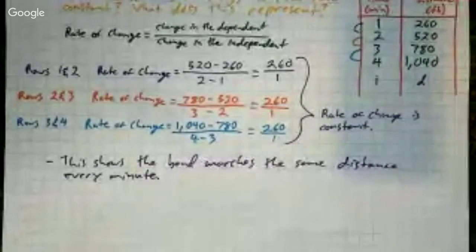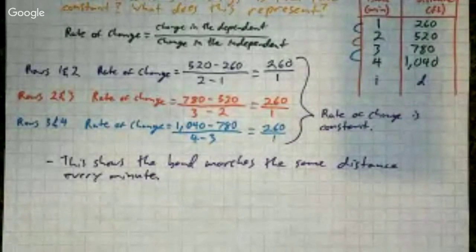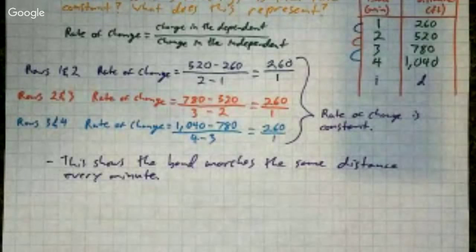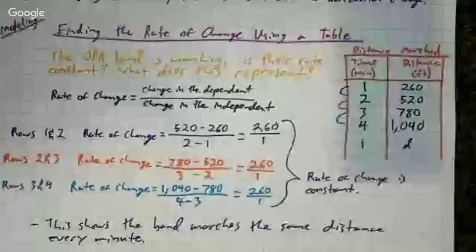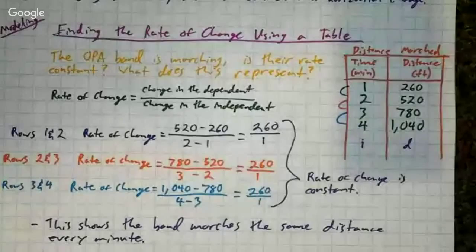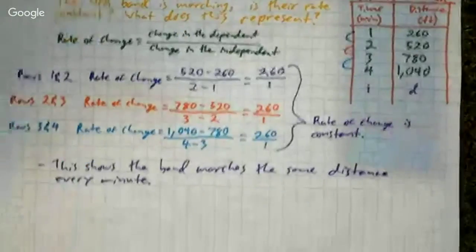Every minute the band marches, they will march the exact same number of steps. And our band is fantastic. Okay, so that was our first example, using a table. I don't like that because it's a lot of numbers, and I'm not very good with that.